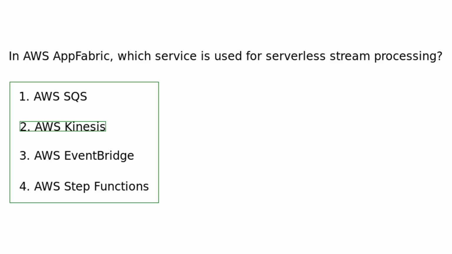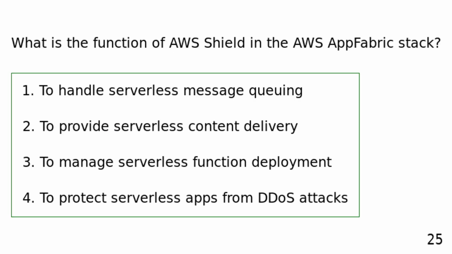AWS Kinesis in AppFabric provides serverless capabilities for real-time streaming data collection, processing, and analysis, enabling serverless applications to handle high-velocity data at scale. What is the function of AWS Shield in the AWS AppFabric stack?